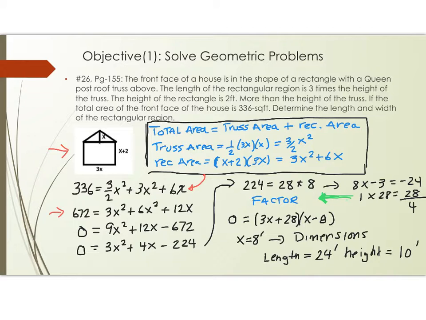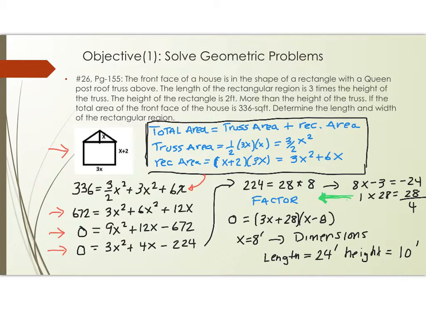Now I'm going to use the zero principle. I'm going to bring the 672 over to the other side of the equation. That means I subtract 672 from both sides, and I end up with 0 on one side. This is using the zero principle, of course. And then I'm going to divide by 3 to make the numbers easier to work with. I divide by 3 and I get 3x squared plus 4x minus 224.